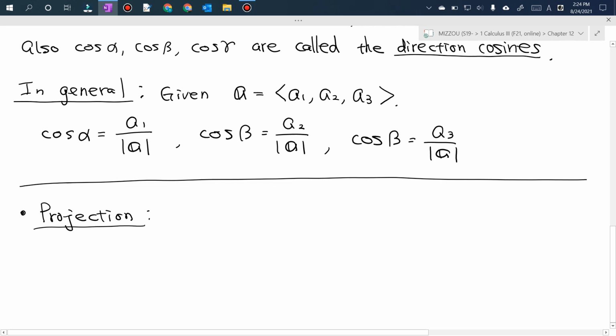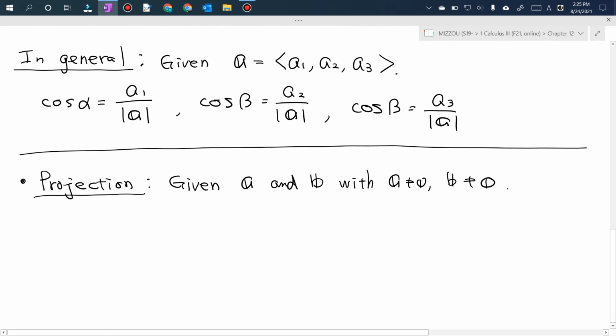So here is a situation. Given two vectors, A and B, neither of them is 0: A is non-zero, and B is non-zero. Then, remember what we did last time was that A dot B is the magnitude of A times the magnitude of B times cosine theta.